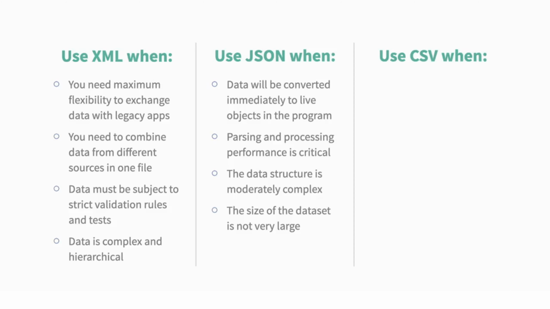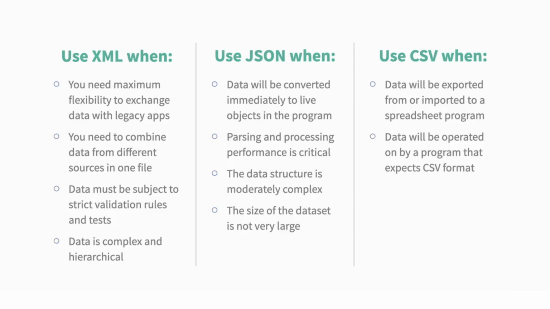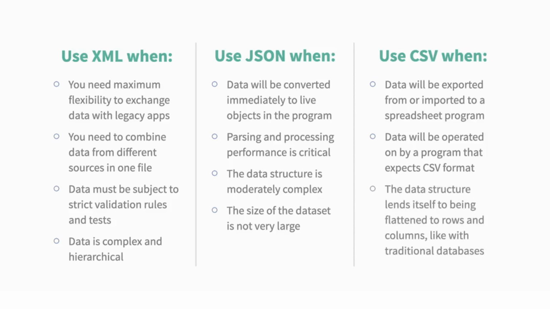Comma-separated values are a good choice when, not surprisingly, the dataset is being exported or imported to or from a spreadsheet. If the data is going to be operated on by a spreadsheet or some other program that expects a CSV format, that's a good choice. CSV is also very human-readable, so if that's a key concern, then you can consider using it. CSV is also good for situations where the dataset just naturally lends itself to being a flattened row and column structure, like when you're working with legacy SQL relational databases.